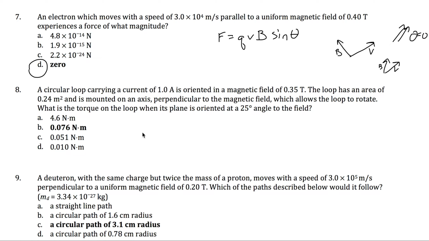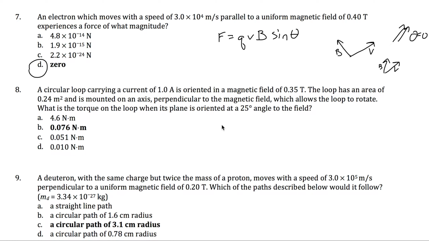Number 8. A loop has a current and it's in some external field. We have an area. It's mounted on an axis that's perpendicular to the field, which allows the loop to rotate. What is the torque? So you really have to be able to visualize this, because if you just stick numbers in the equation, it's not going to work half the time, because you've got to visualize the angles.